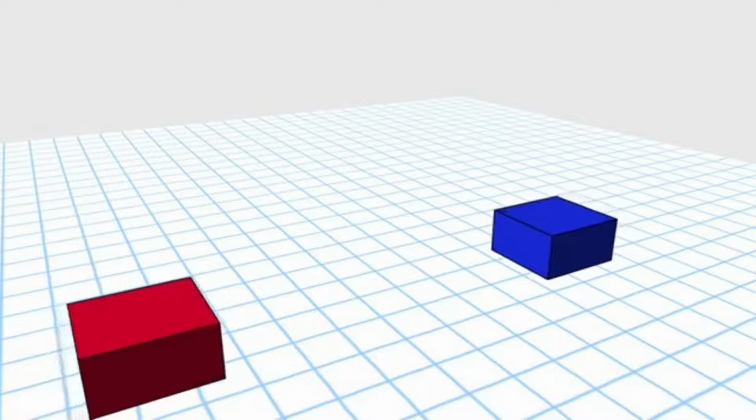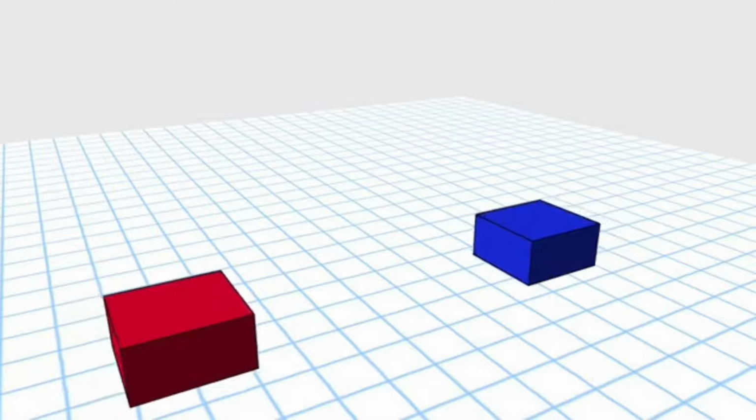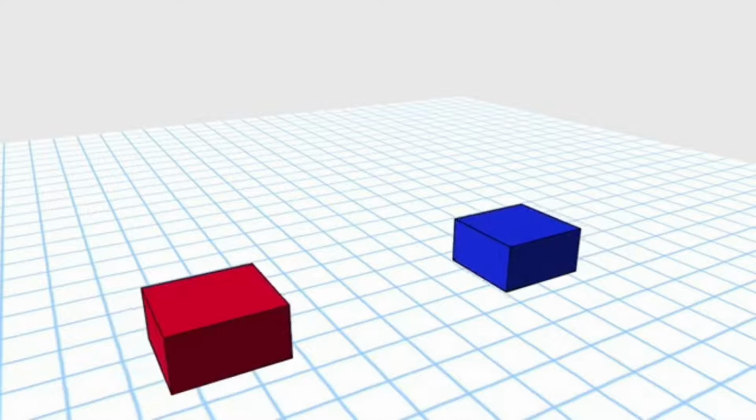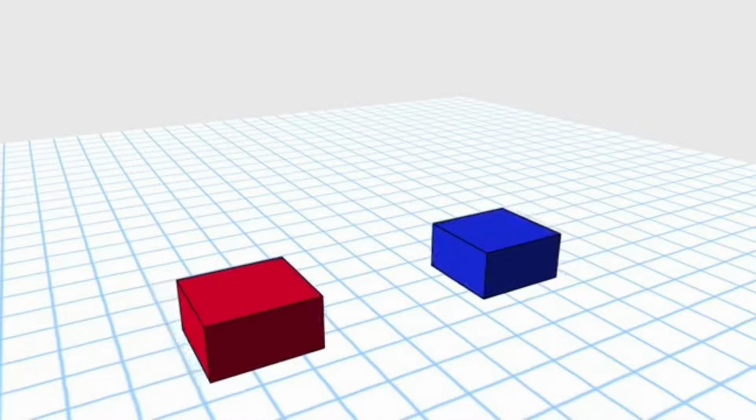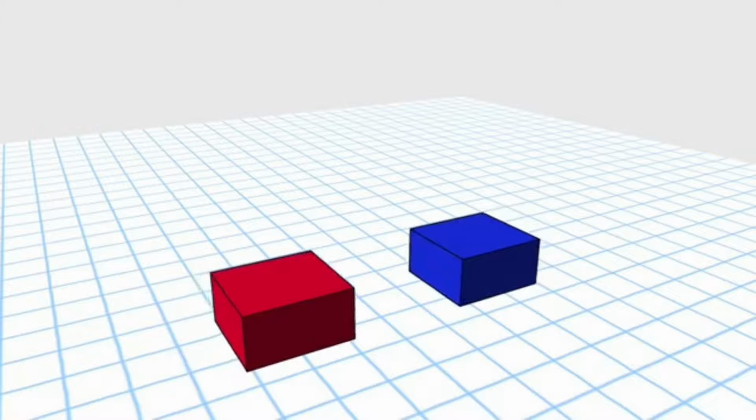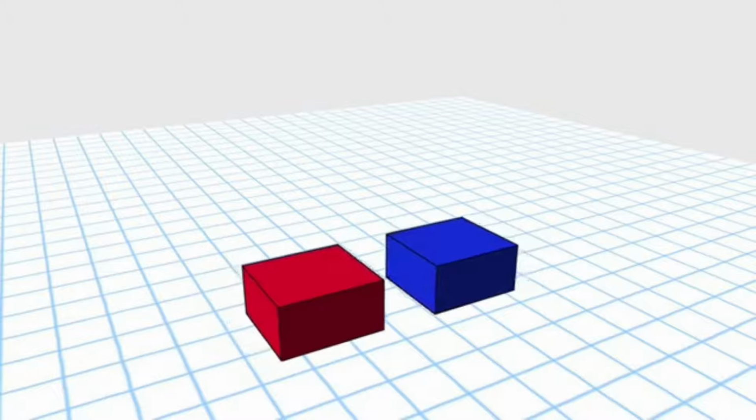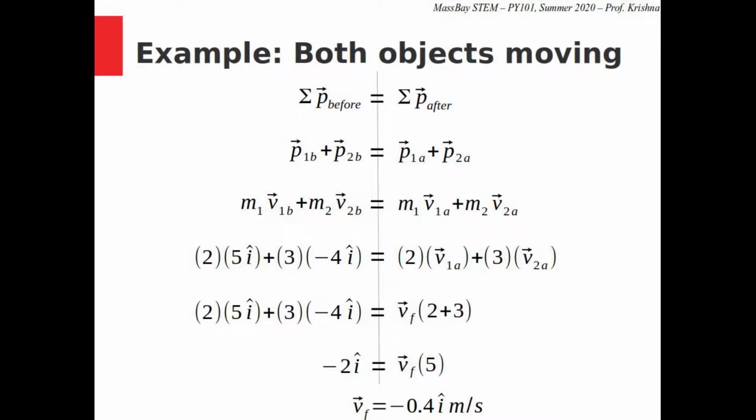Now, let's do a variant. Suppose the 2 kilogram object had been moving the same way as before, but the 3 kilogram object had been moving leftwards at 4 meters per second. Again, they stick together in an inelastic collision. What would the final velocity be? The setup is the same as before, except that the initial velocity of the 3 kilogram object is now negative 4 meters per second. After that, we do some math, and we find that once the two objects collide and stick, they will end up moving leftwards at 0.4 meters per second. That's negative 0.4 meters per second.